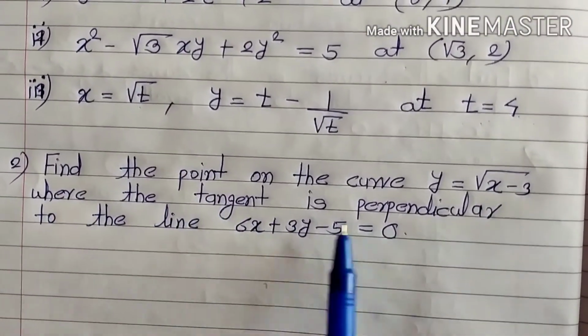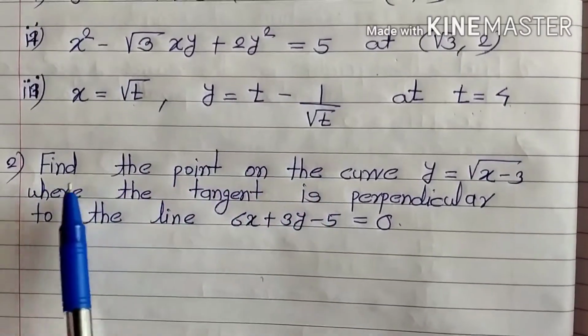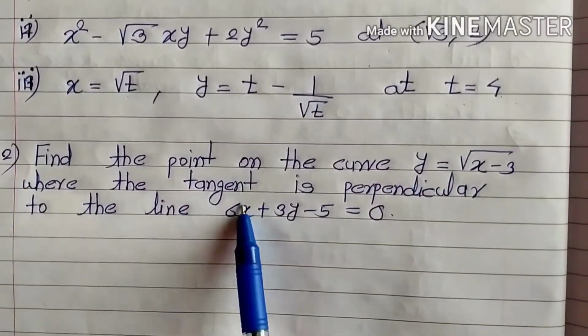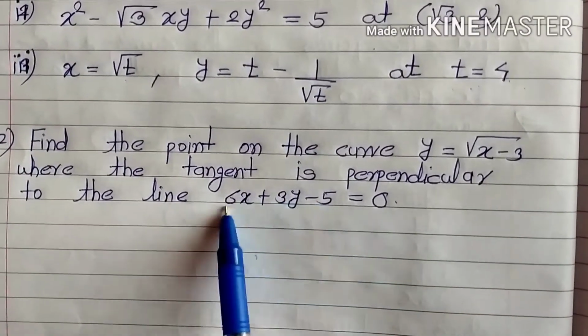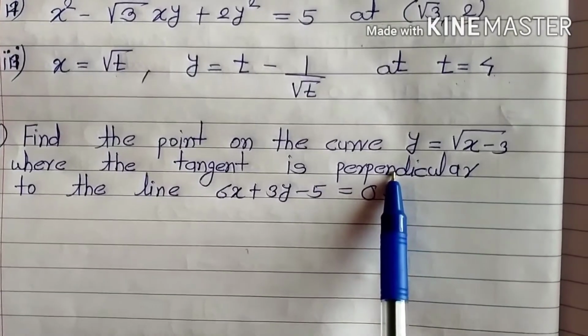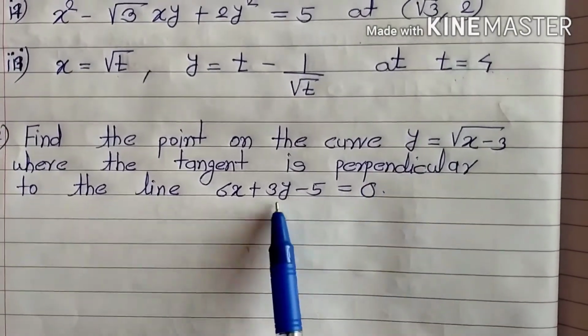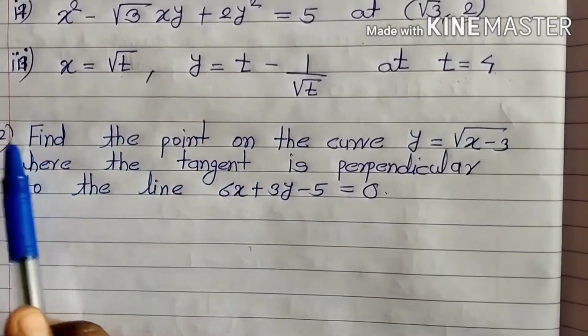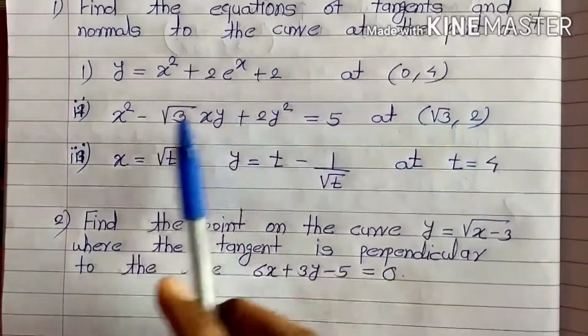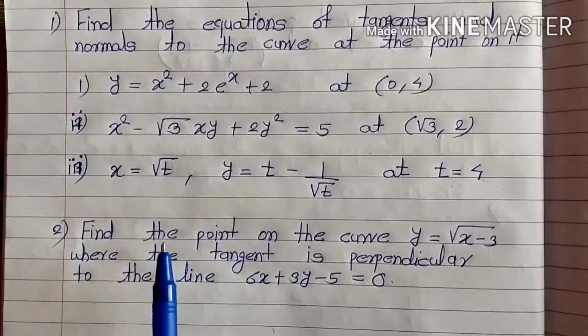And in the second example you have to find a point which is on the curve and the tangent is perpendicular to this line. Students, here note that the tangent is perpendicular, so the slopes are different, and here you have to find the point. So these are some examples which you have to solve.